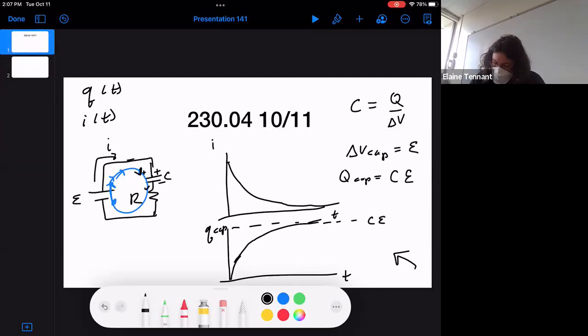Then we hit the resistor. We're going with the current across the resistor, so we're going to have a voltage drop across the resistor.